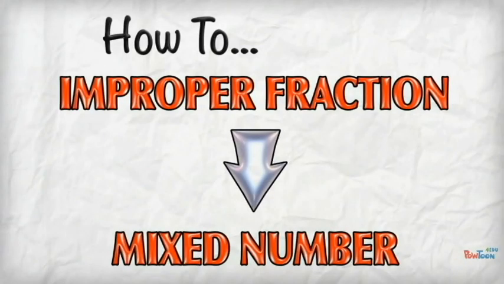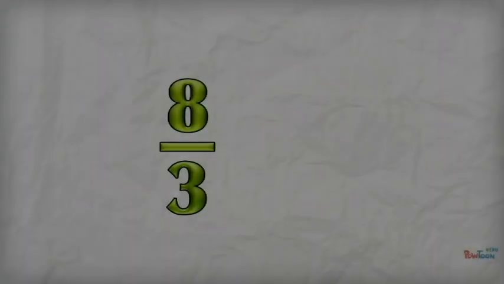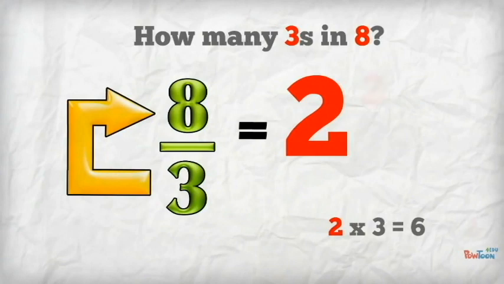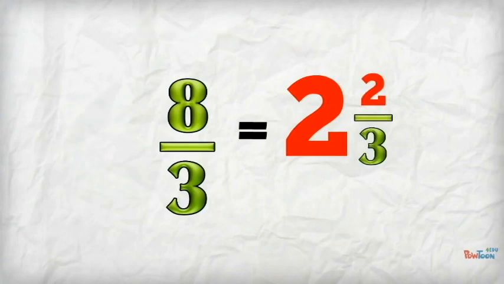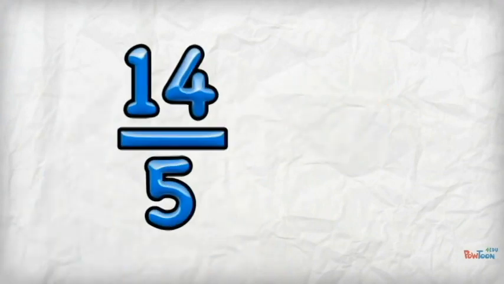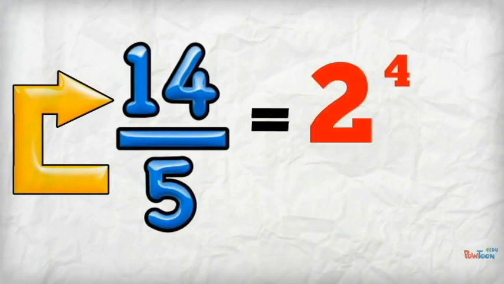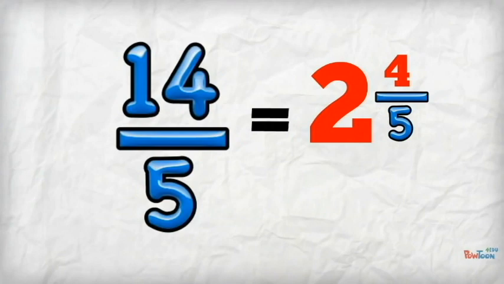How to change an improper fraction to a mixed number. 8/3. How many 3's in 8? 2 3's are 6, remainder 2. Use the original denominator, we're done. 14 divided by 5. How many 5's in 14? 2 5's are 10, remainder 4. Use the original denominator, we're done.